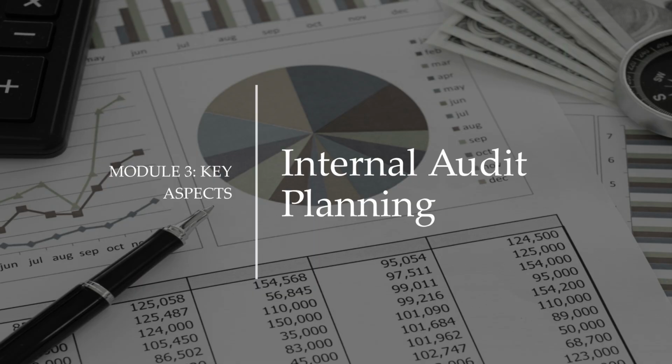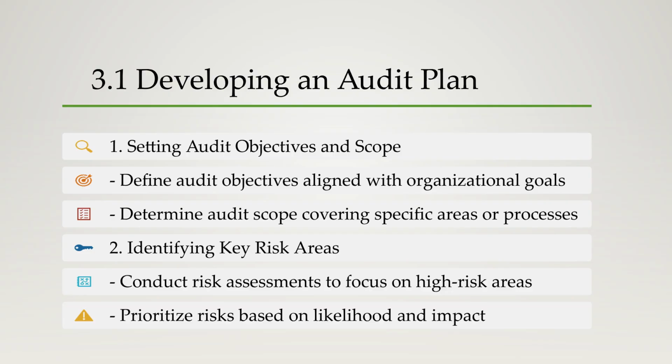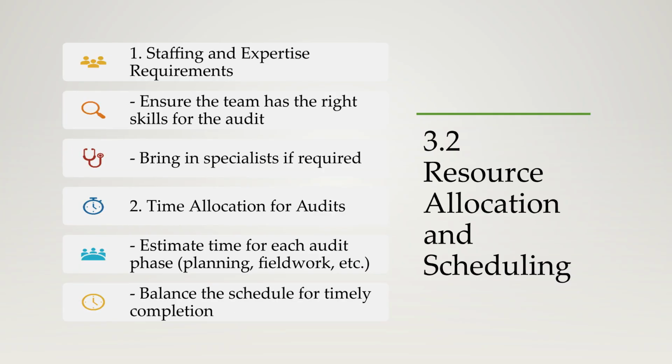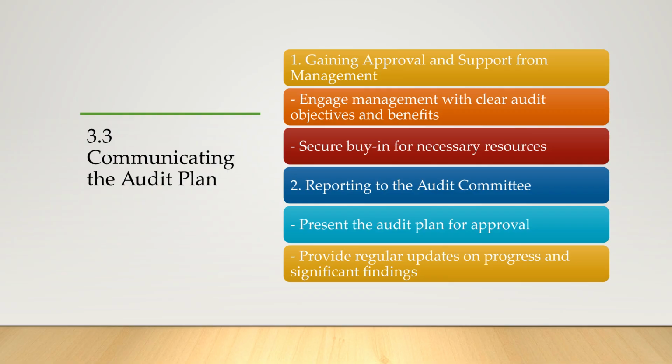Module 3 covers internal audit planning and key aspects of this phase. Developing an audit plan involves setting audit objectives and scope, defining objectives aligned with goals, and determining the scope. It also requires identifying key risk areas through assessment and prioritization. Resource allocation and scheduling requires ensuring the team has the necessary skills and bringing in specialists when needed. Time must be estimated for each audit phase to balance the schedule for timely completion. Communicating the audit plan involves gaining approval and support from management by engaging them with clear objectives and securing resources. This also means reporting to the audit committee for approval and providing regular progress updates.